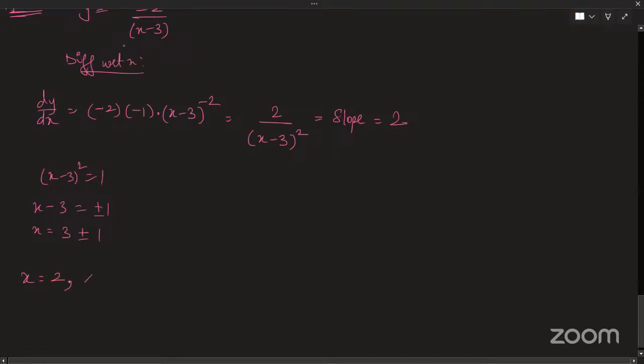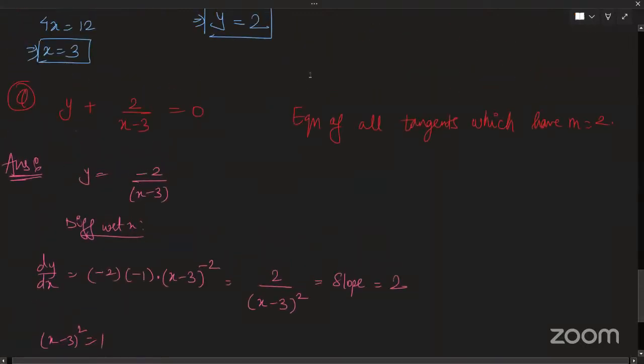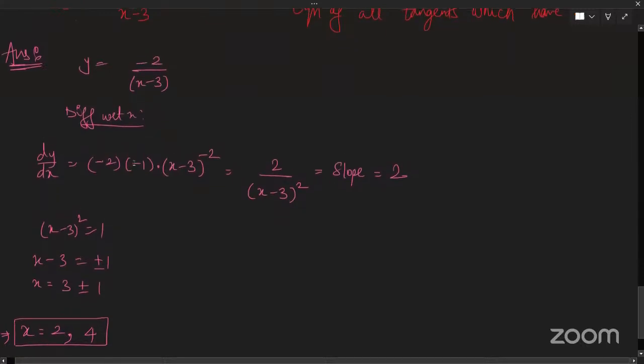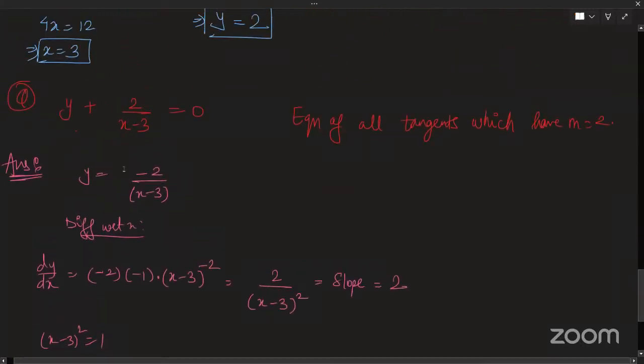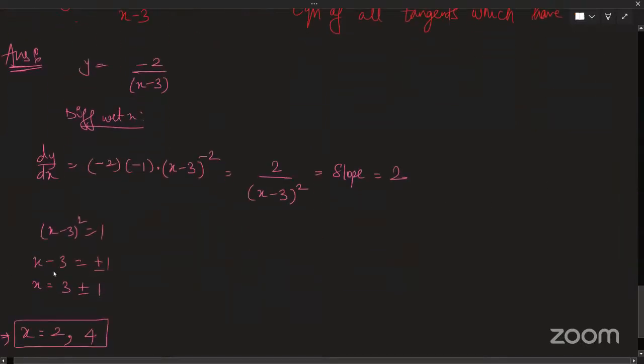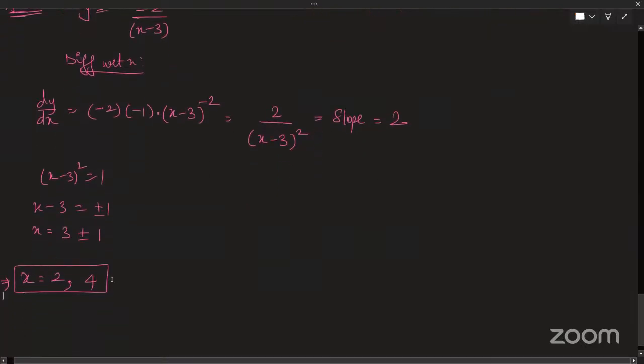2 and 4, right? Yes, sir. See, I have done nothing over here. What I have done is, I knew the curve. I differentiated the equation of the curve and found the value of dy by dx. That was equal to my slope. The slope was already given to me, 2. After that, I calculated the x coordinates of the curve at which the slope is 2. So I found out two values, x is 2 and x is 4.